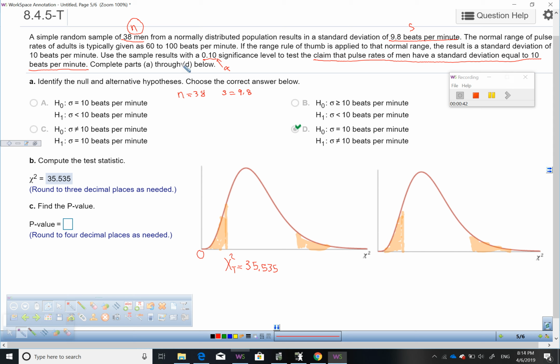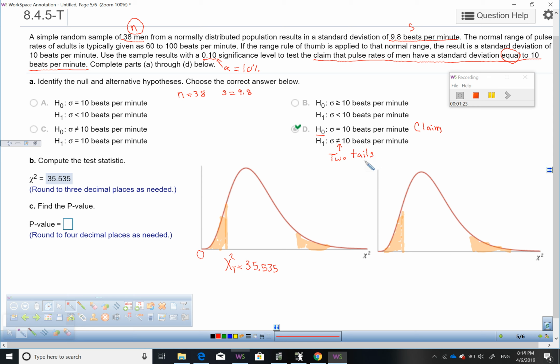If you keep reading this problem, they say that we have to use a 10% significance level, that is 0.10, to test the claim that the pulse rates of men have a standard deviation equal to 10 beats per minute. So this is the claim. When it says equal, that means the claim will be on the null hypothesis. When the claim is on the null hypothesis, the alternative hypothesis is not equals. That indicates you have two tails.